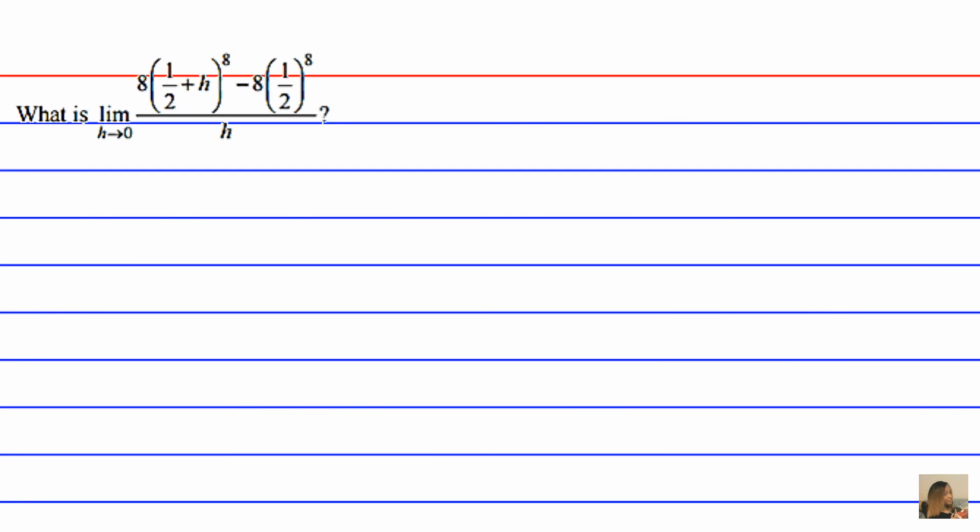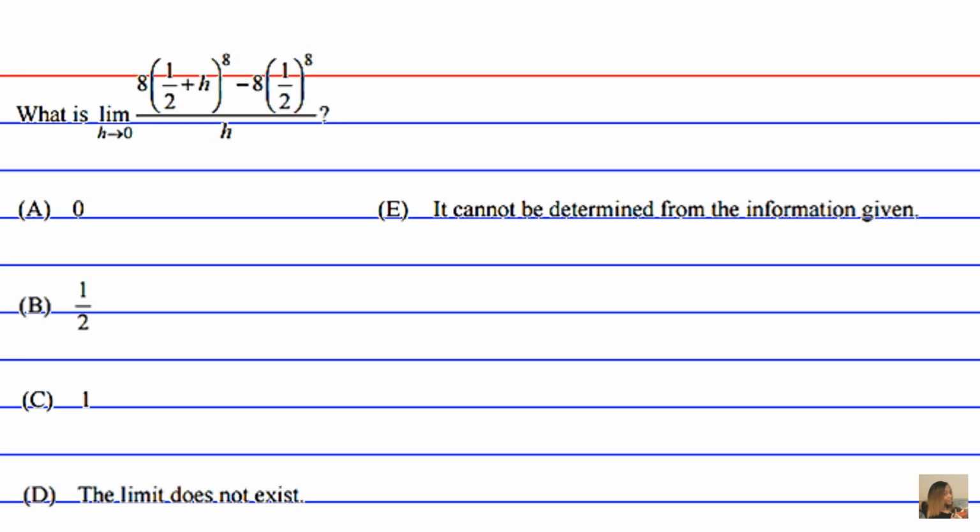What is the limit as h approaches 0 of 8 times (1/2 plus h) to the 8th power minus 8 times (1/2) to the 8th power, divided by h? Is it A, 0, B, 1/2, C, 1, D, the limit does not exist, or E, it cannot be determined from the information given?